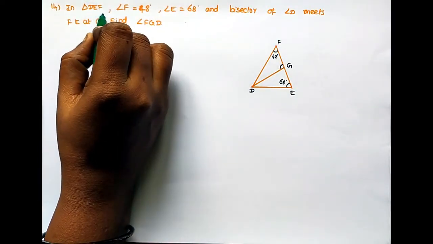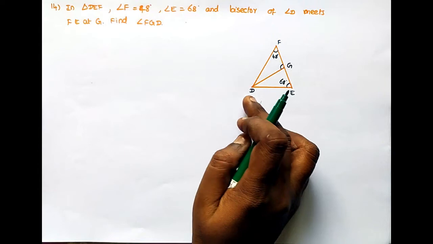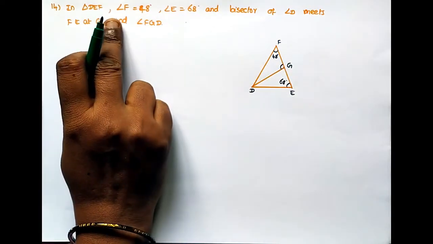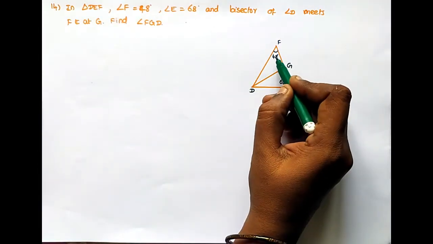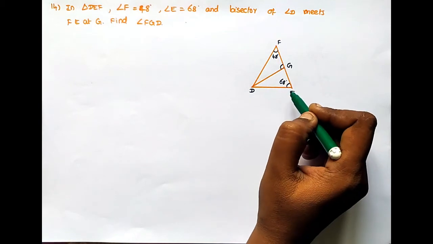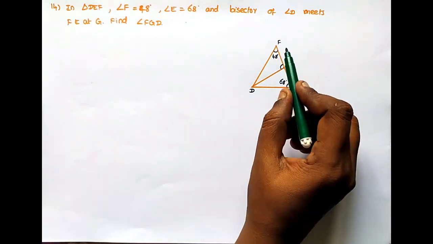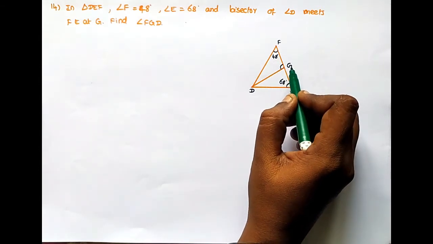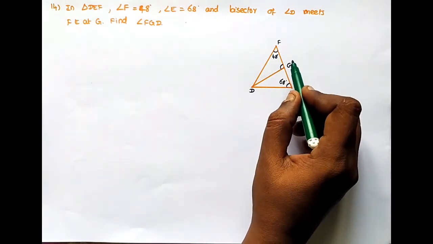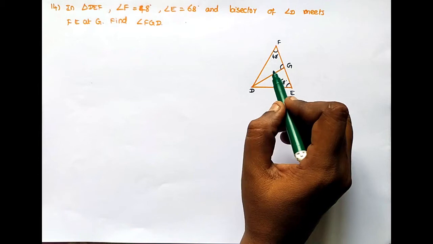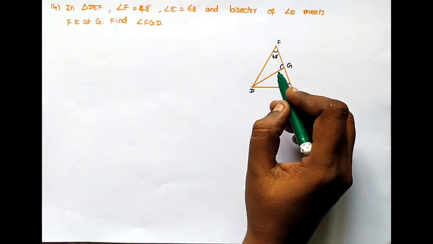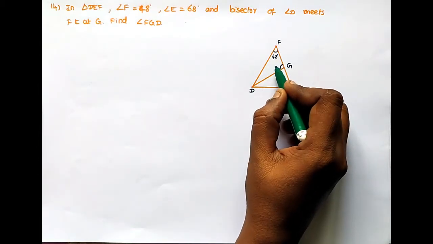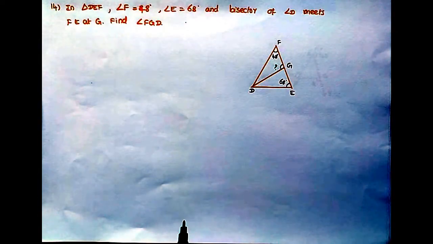14th sum. In triangle DEF, angle F equals 48 degrees, angle E equals 68 degrees, and the bisector of angle D meets at G. Find angle FGD. This one we want to find out.